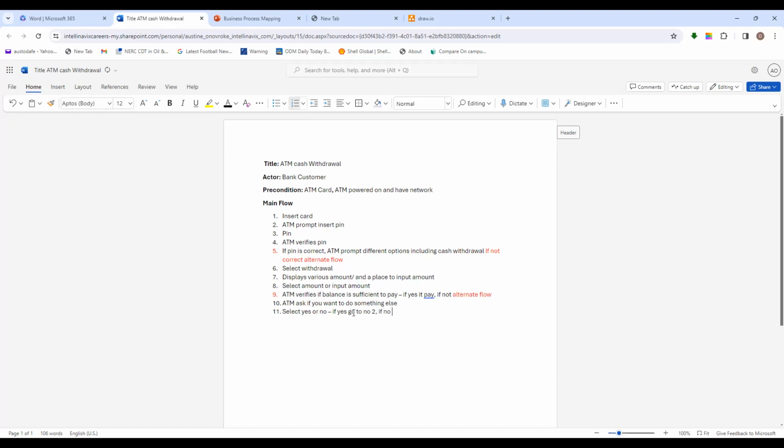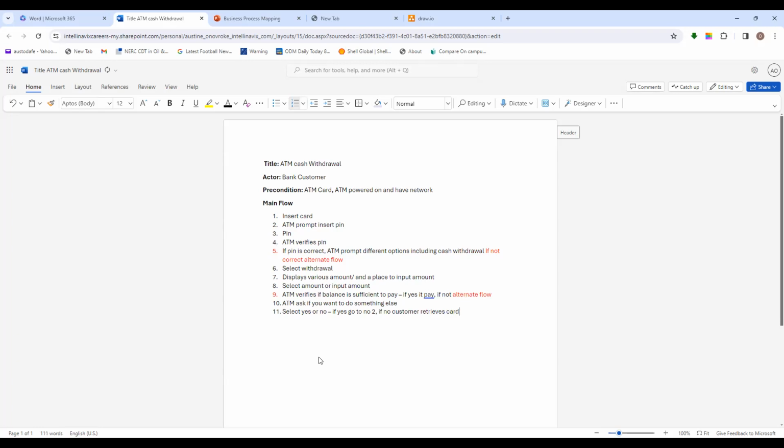If no, what else? It's alternate flow, I don't know. If no, end. Return card. Correct. Customer retrieves, or the ATM releases the card. Let me put: the customer retrieves card.